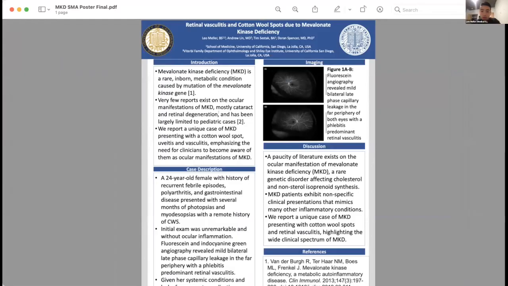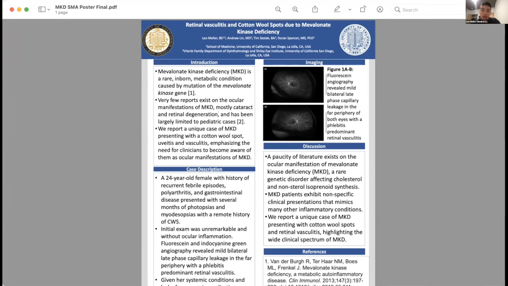Preface, similar goal with the first case. So my PI, Dr. Spencer, sees a lot of uveitis cases in San Diego County, and he reports many novel associations for uveitis. So the overall goal of this case, similar to the last case, is to report a different potential manifestation of uveitis. In this case, I believe it's due to MKD.